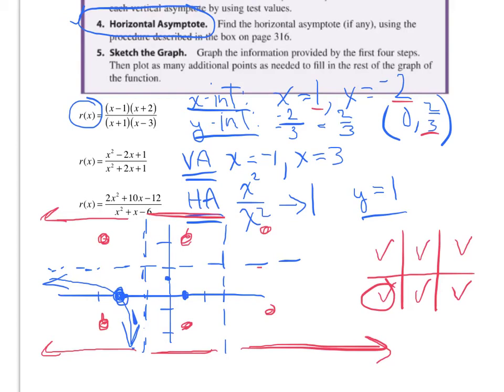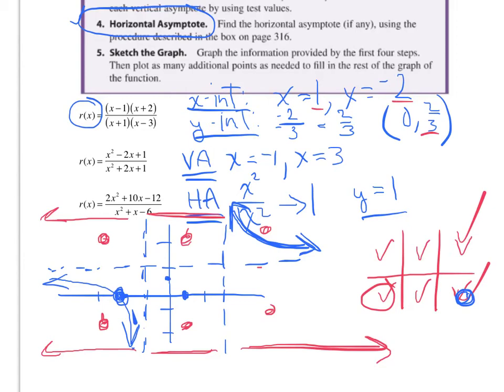Over here and here, I know that there isn't an x-intercept, and I have the asymptotic behavior. That means the graph can't be in this region, because if it were, it would cross the x-axis. So it's got to be up here. That's where the graph has to be.